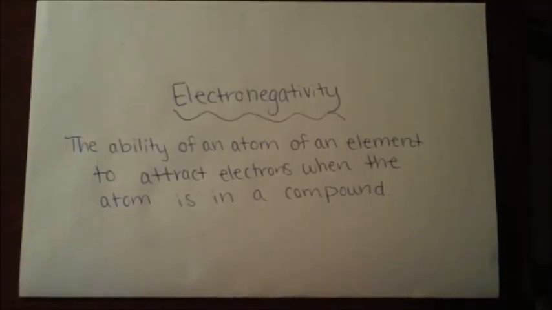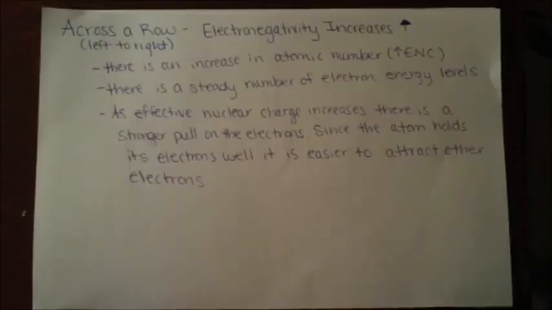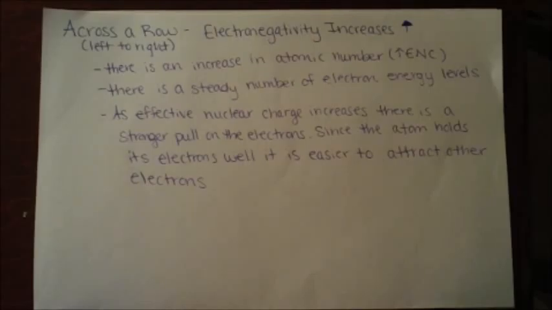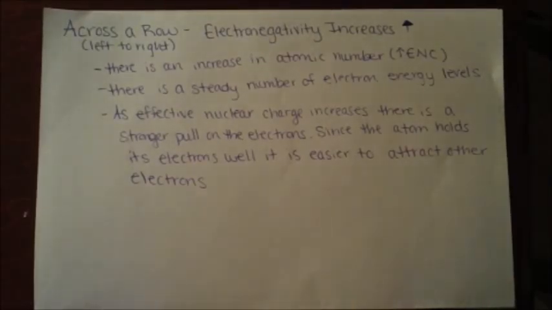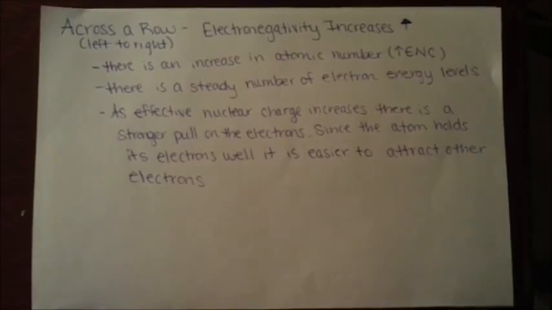Electronegativity. Electronegativity is the ability of an atom of an element to attract electrons when the atom is in a compound. Across a row, left to right, electronegativity increases. There is an increase in atomic number, which increases the effective nuclear charge. There is also a steady number of electron energy levels. As effective nuclear charge increases, there is a stronger pull on the electrons. Since the atom holds its own electrons well, it is easier to attract other electrons.